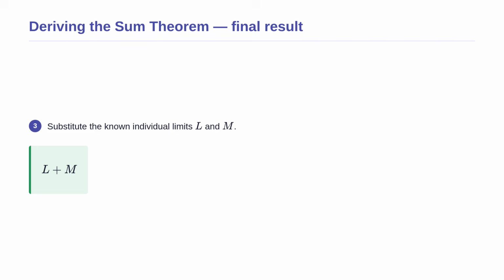This proves that you can take the easy limits first and just add the answers together at the end. The exact same logic applies to multiplication and division, provided the denominator's limit is not 0. Now that we have proven this theorem, let us see how to use it in a real example.